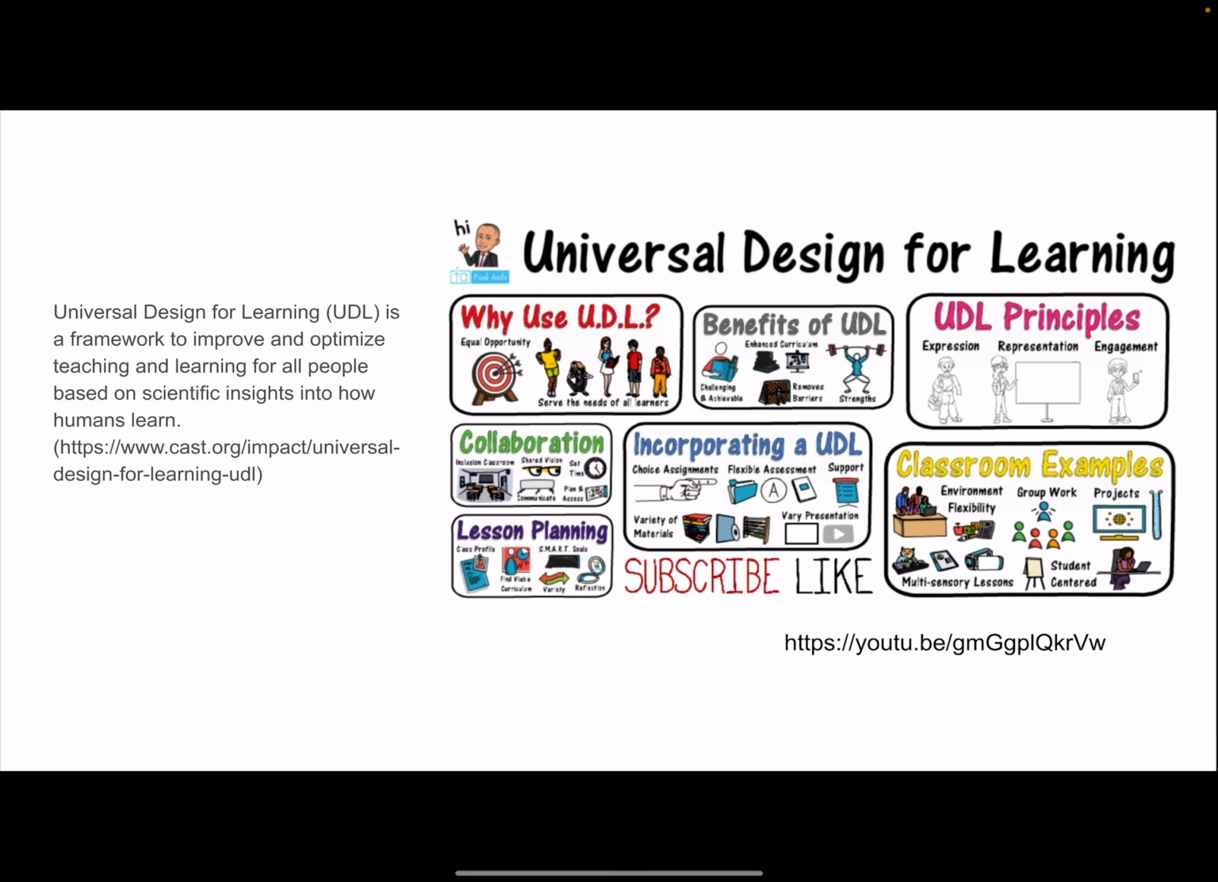So for the first slide, I have the Universal Design for Learning. I found on CAST.org, which is also one of my sources, a nice definition that I've liked: a framework to improve and optimize teaching and learning for all people based on scientific insights into how humans learn. I think that's a pretty concise way of stating what UDL is, and I like to keep that definition in mind as I was progressing through the class.